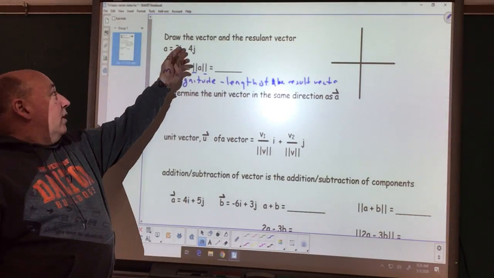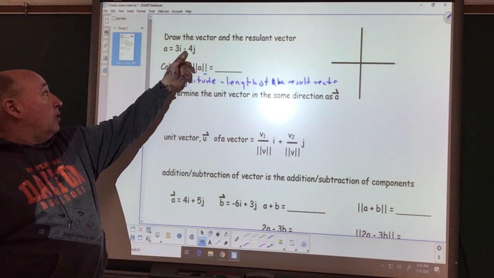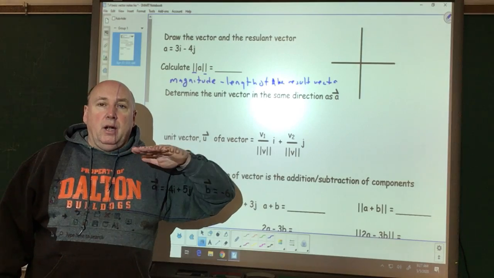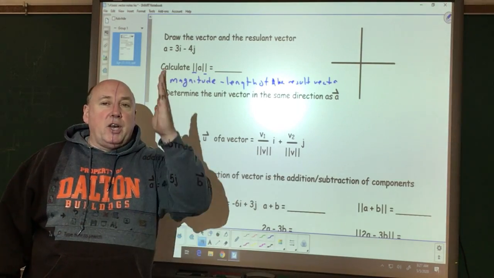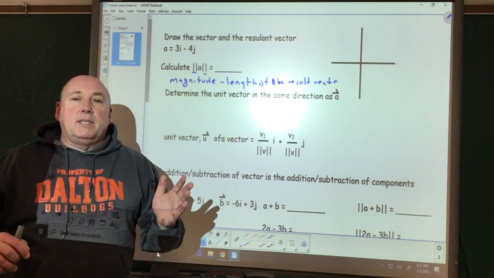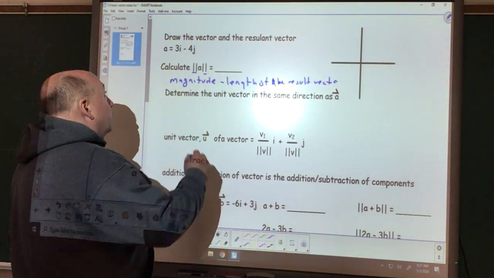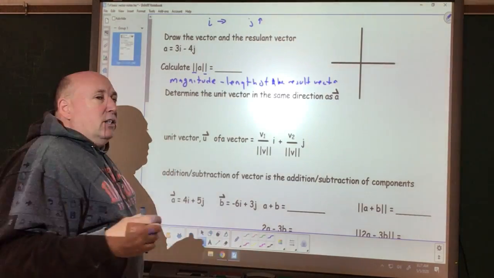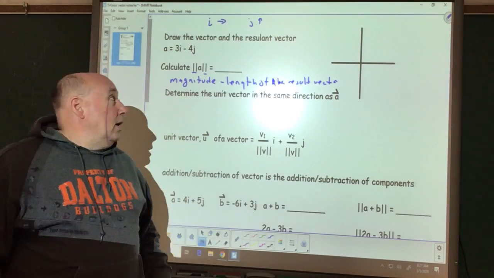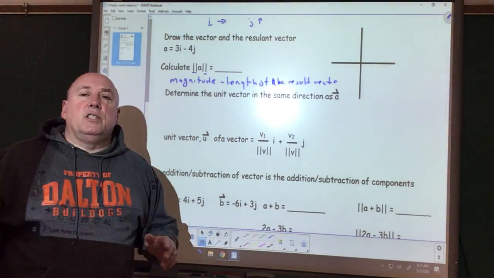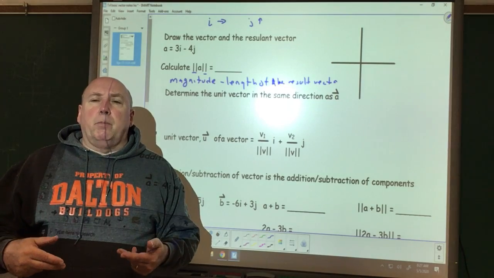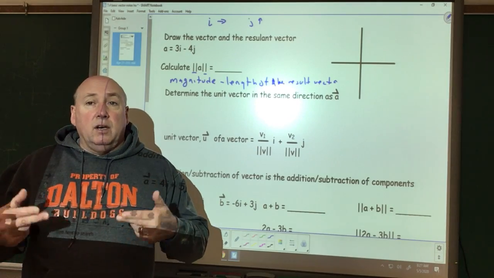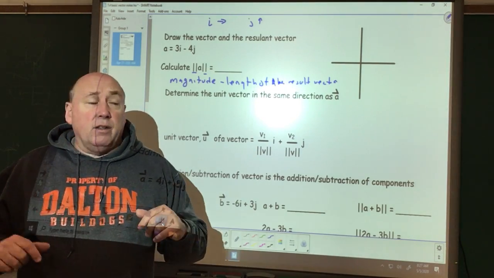Okay, if we take a look at the vector 3i minus 4j, i is, once again, the horizontal component. What you can travel horizontally. j is what you can go vertically. Once again, i is horizontal, j is vertical, and these are unit vectors, which means they're a length of 1. If you remember, the coefficients are called the scalar multipliers. They only affect the length of the vector, not any direction of the vector.